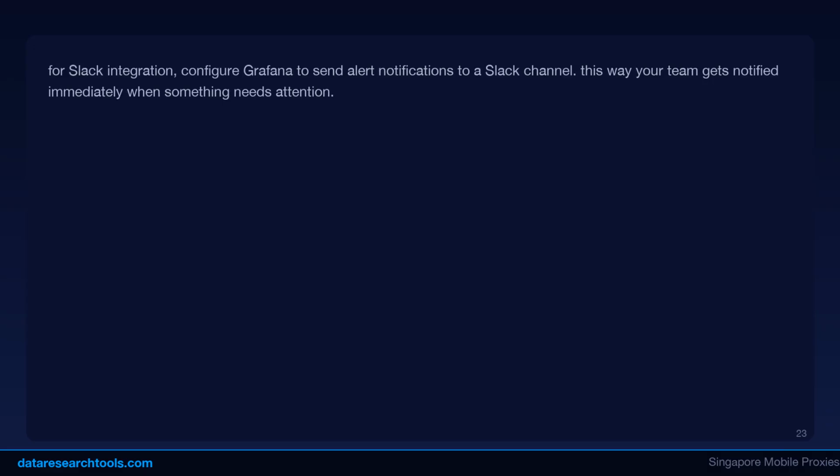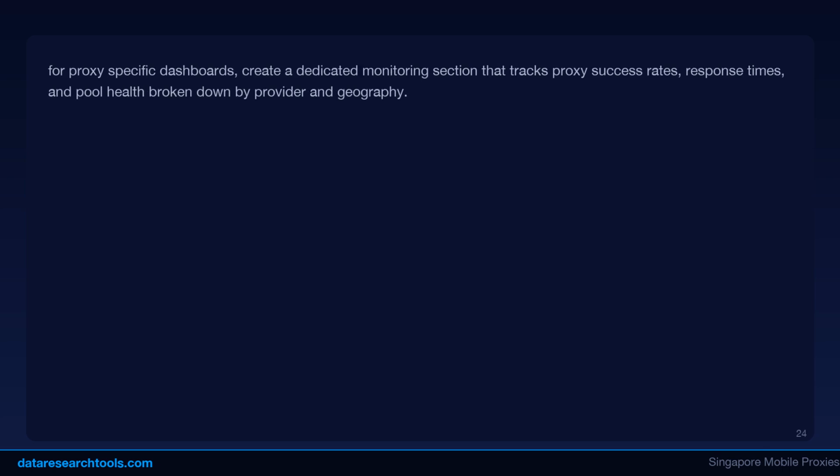What metrics are most important to track? Success rate and error rate are the most critical. If your success rate drops, everything else suffers. Response time is the next most important as it indicates proxy quality and potential blocking.